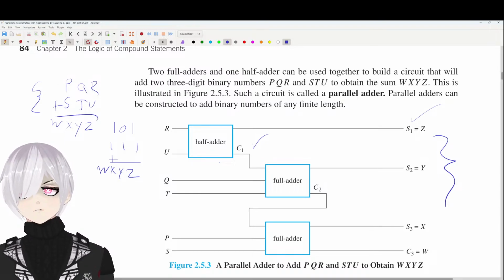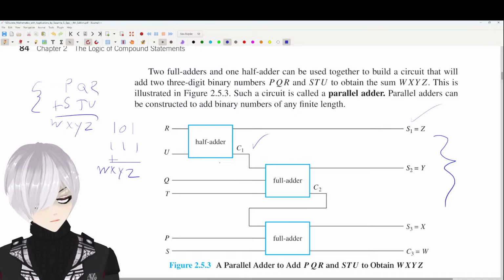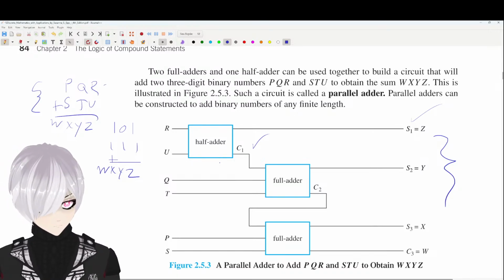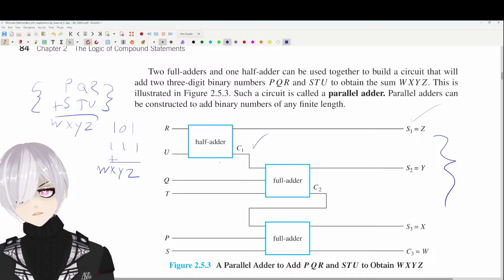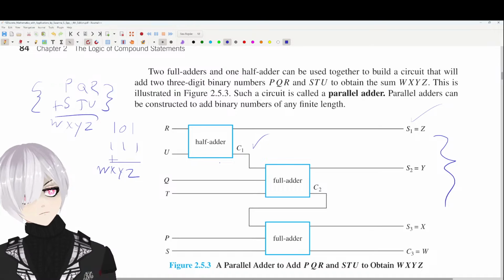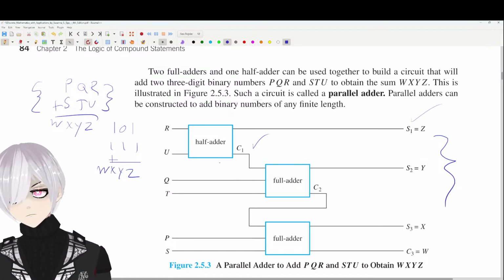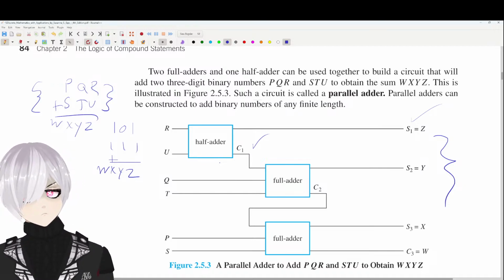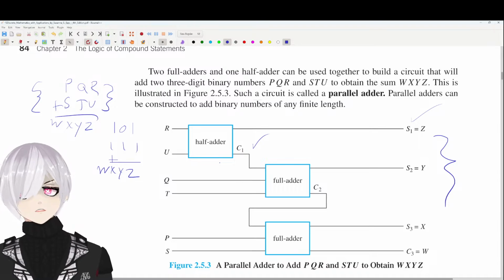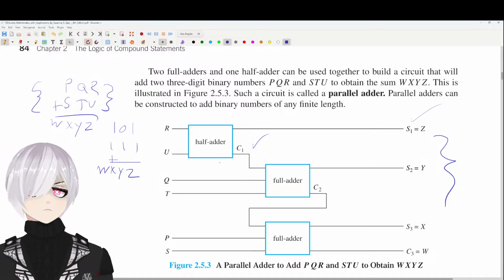So first, C1 was composed of R and U. It was the leftmost digit of the sum of R and U. And I guess we just threw away the S, or we call it Z. Maybe it's going to be used later. It's not. The Z is not used later because R plus U equals C1 Z. The Z is going to be the rightmost digit of the whole sum.